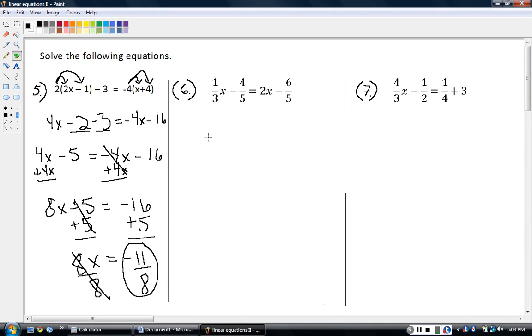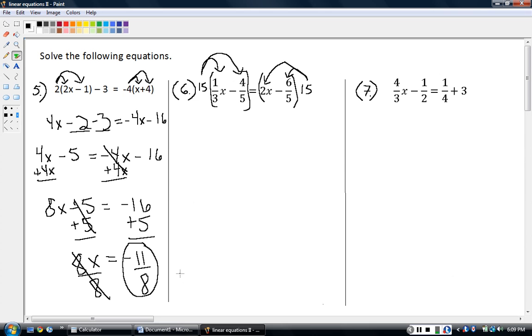So what's the least common denominator between 3, 5, and 5? It's the smallest number that 3 and 5 will divide into evenly, which is 15. So I've got to multiply everything by 15. That is both sides by 15. Okay, both sides by 15. So I'm going to distribute 15 times 1/3 x, 15 times 4/5, 15 times 2x, 15 times 6/5. Okay. So let's come down here and do that work. I'm just going to do this work down here, and then we'll come back and rewrite the equation.